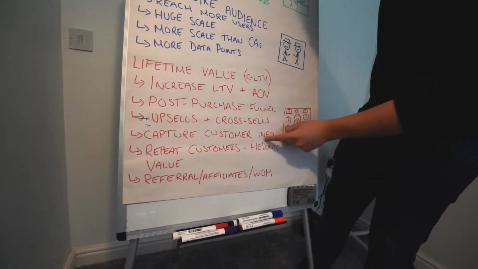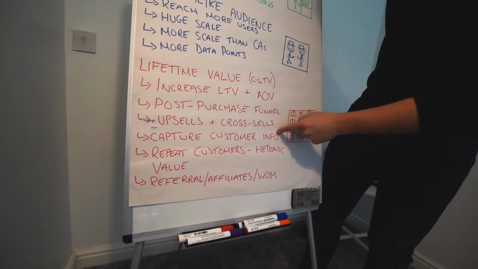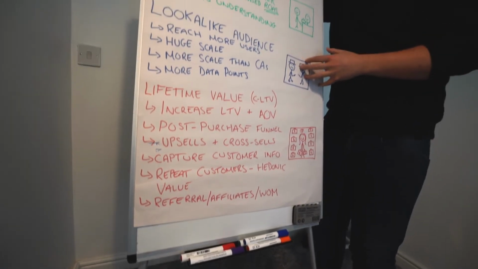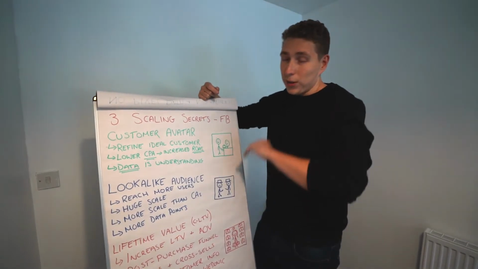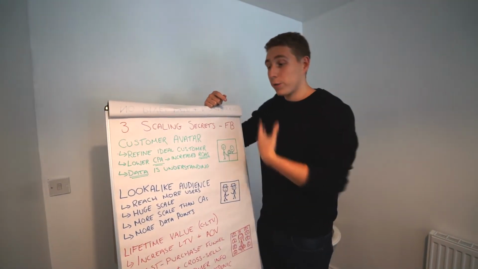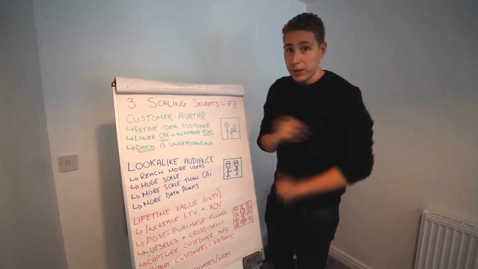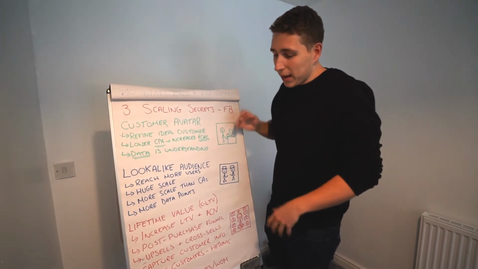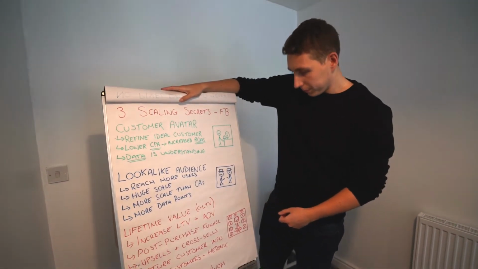Another thing you can do with your current customers is capture customer info, because then you can capture their email address and phone number. You can put them in an email sequence and send them emails about upcoming products, future products. You can then use that email list again, and if you want to, re-upload it as a customer file into your Facebook ads. There's so much you can do. So you want to capture the customer info.